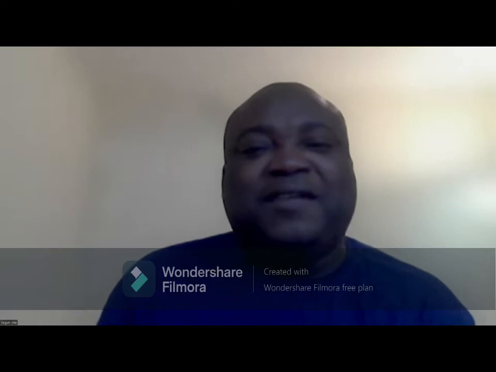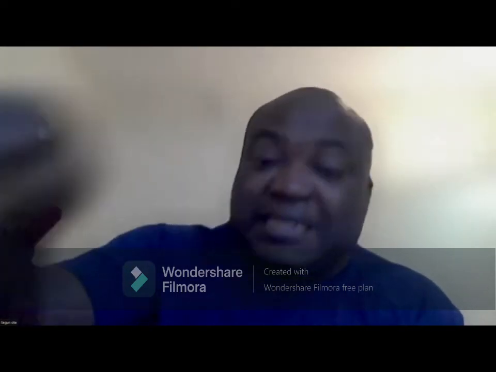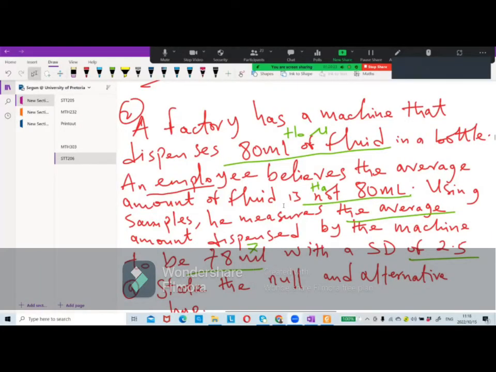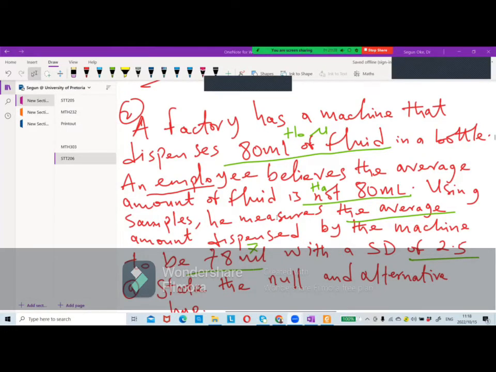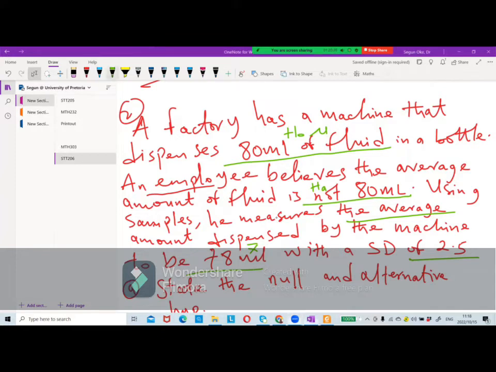Now I have 4.5, and the machine is telling me that it's 80 ml. Let's go back to the slide. So it's 80 ml. After I've taken all the analysis, I can, as an employee, conclude that no, this machine is giving us 78 ml. Now, we want to be sure that this man is also right.